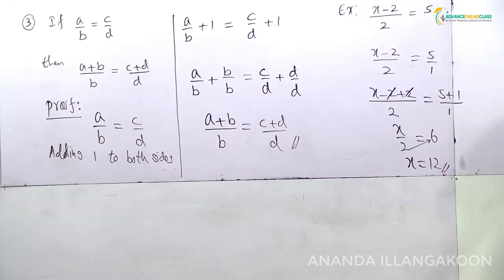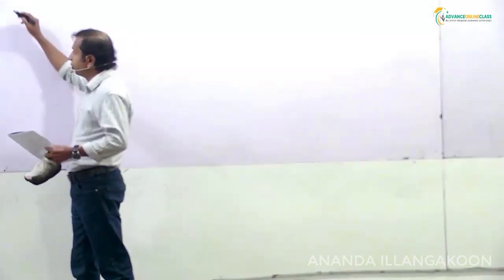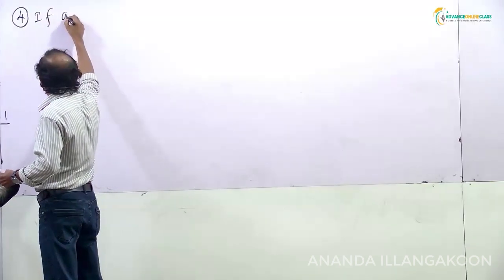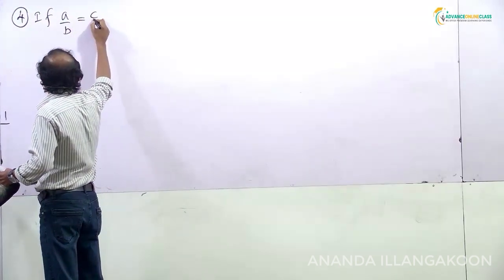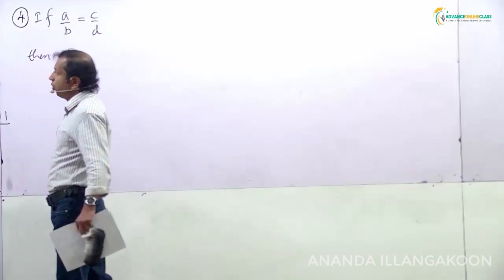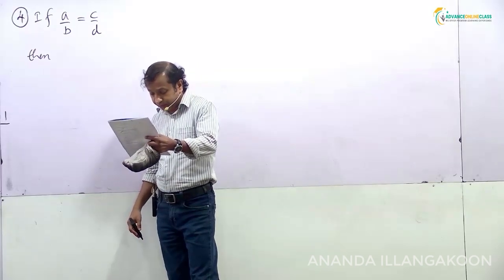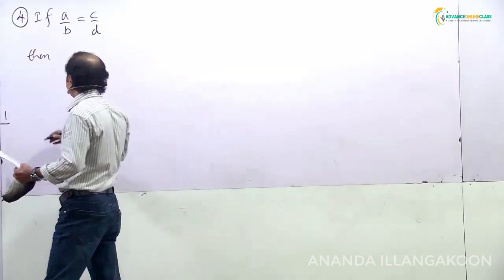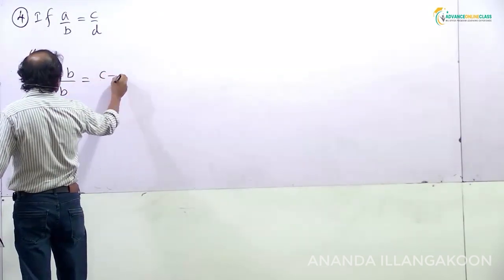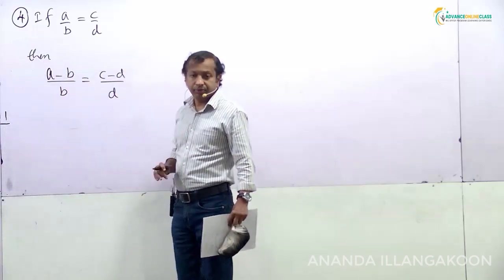Okay, no? Right. Shall we go to the next one, number 4. Fourth one now. If A over B is equal to C over D, the fourth one in the tutorial, page number 2 you have. What is that? A minus B divided by B is equal to C minus D divided by D. This result.